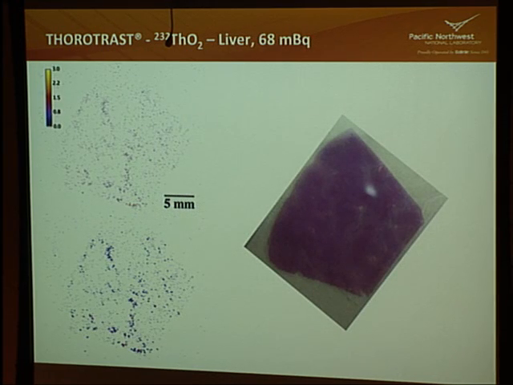And here's in liver. It's probably a bit faint here, but there's a light pink that corresponds to regions where the cancer had developed. And you can start to see along those regions where the uptake of this thorium was.